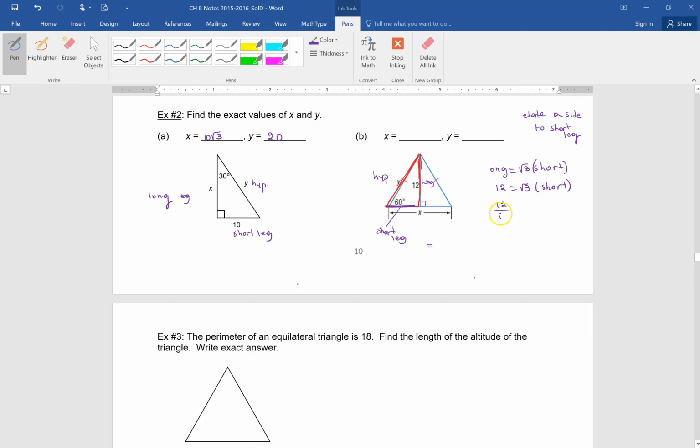12 over radical 3 is the short leg. Okay? So how much is that? 12 radical 3 over 3. 4 radical 3. Okay? Right, so this isn't x yet. This is just the short leg. How much is x? X is 2 times 4 radical 3, 8 radical 3.